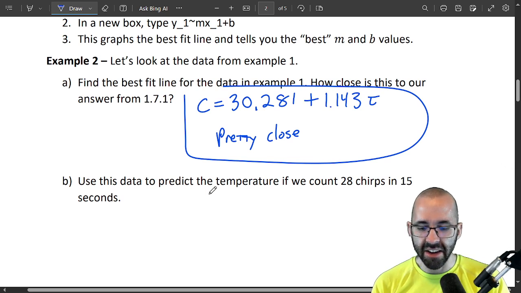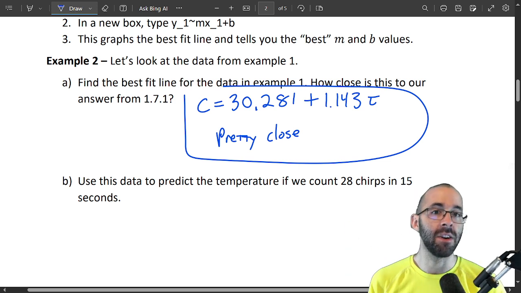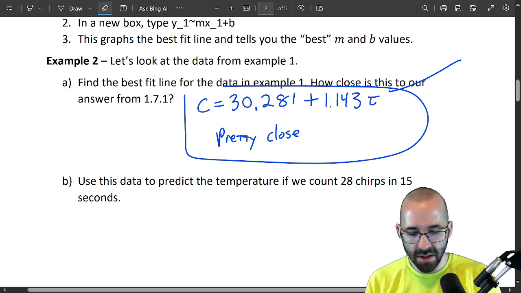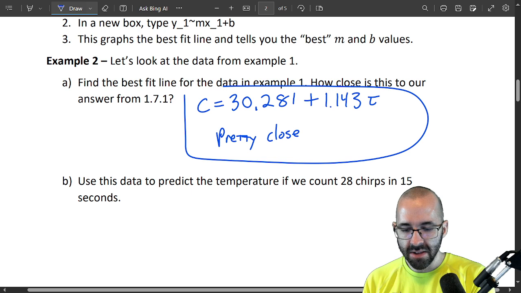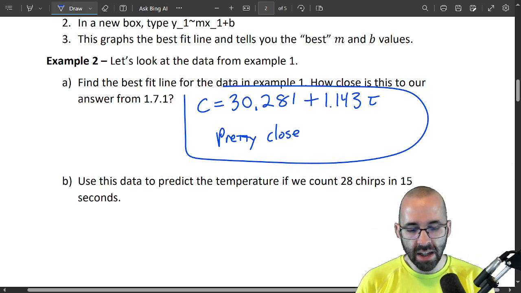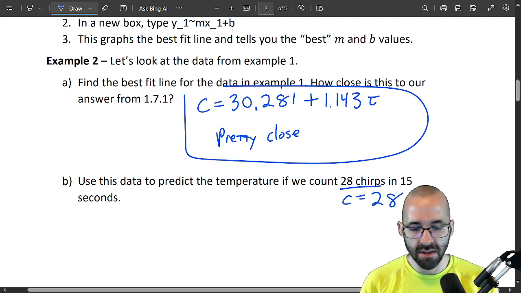So let's use this data to predict the temperature if we count 28 chirps in 15 seconds. We have a linear model, and now we're going to use it to predict temperature. Find the temperature if we count 28 chirps in 15 seconds. So that's going to be a C value of 28.